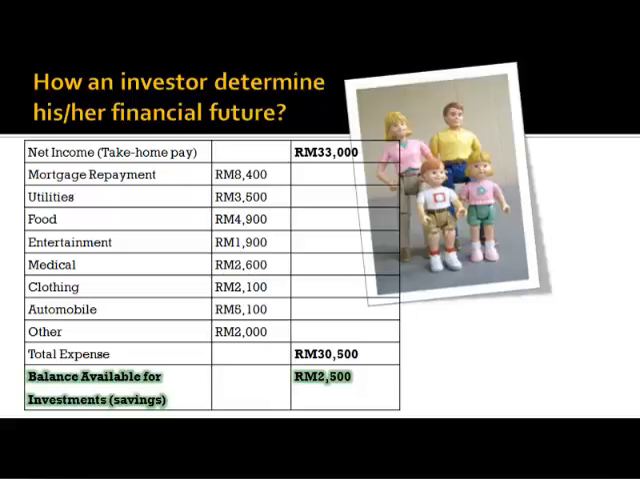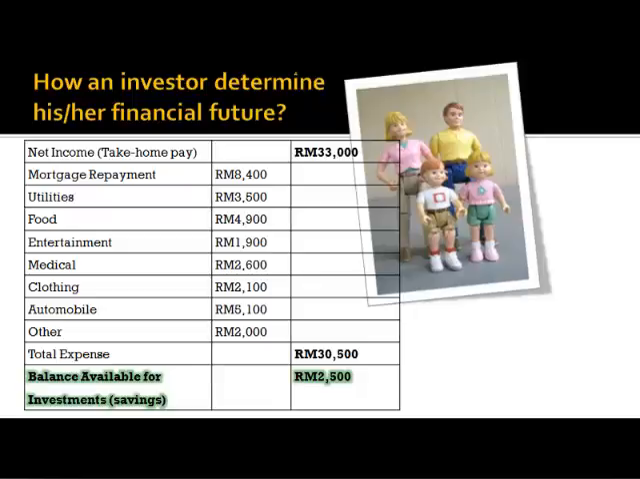So this is part of step 1, right? Step 1 is to identify your current financial situation. This chart is not yet the cash flow table, right? This is the present financial situation. Okay. This is just income and expenses, and the remaining savings.